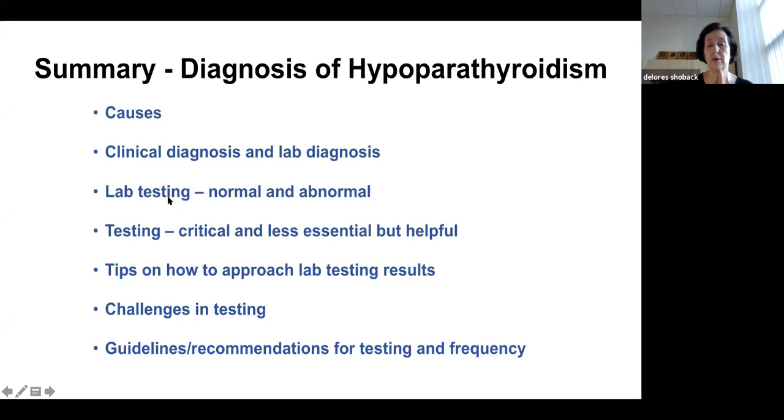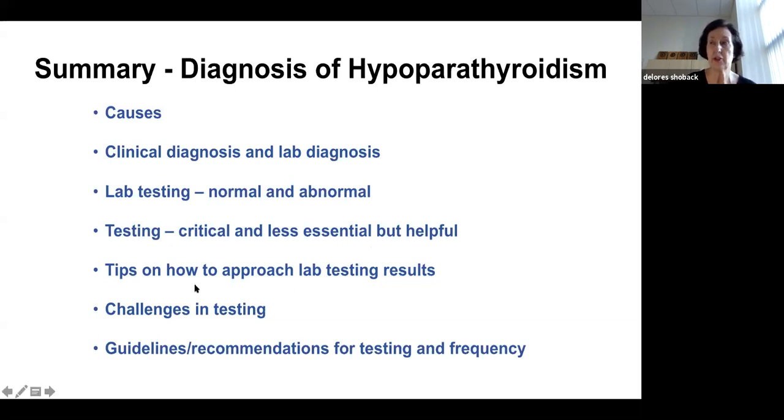We went over what's normal for these lab tests and what's abnormal for a standard reference lab, but you need to follow that closely with the lab your doctor is using. We talked about all the different tests that are critical to have on hand and those that are less essential but can be helpful. And I talked to you about how to approach the lab testing results, how we look at them, and how you should be looking at them as you're tracking your progress with the condition.